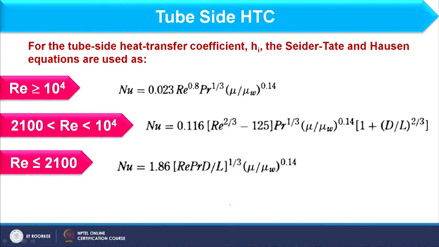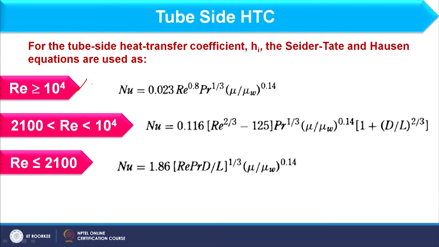Now if you see how the tubes look, these tubes are basically straight pipes. So in this case you can use the usual expressions available to calculate the heat transfer coefficient in the pipe, or inside the straight tube. For that we have the Sieder-Tate equation and the Hausen equation, so it will depend on the Reynolds number.